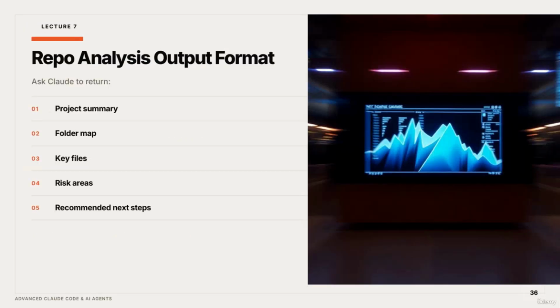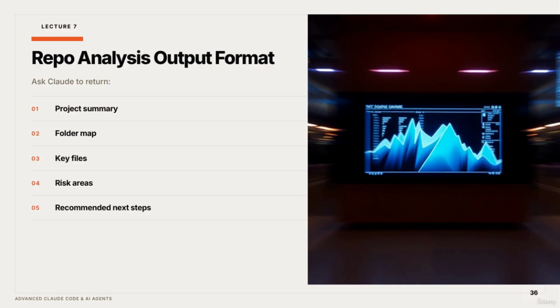Here, we outline the output format for the repository analysis. First, we start with a concise project summary to give a clear overview of the project scope and objectives. Next, the folder map provides a visual structure of the repository's organization, helping us quickly locate important sections. Then, we highlight the key files that are critical for understanding the core functionality or components of the project.